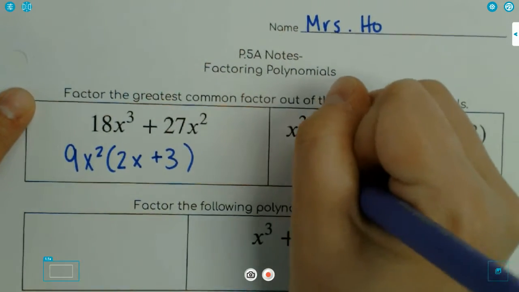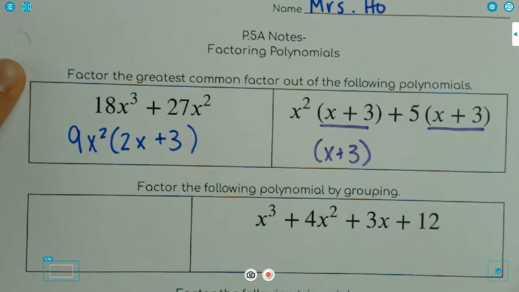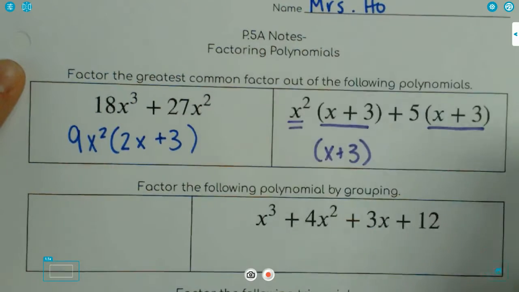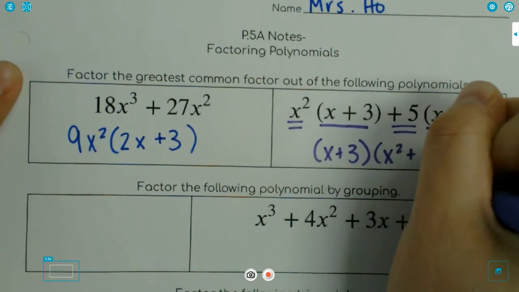So we're going to pull that out front. And then that leaves behind this x squared and this 5, which will stay together, and we've got to put parentheses around them.